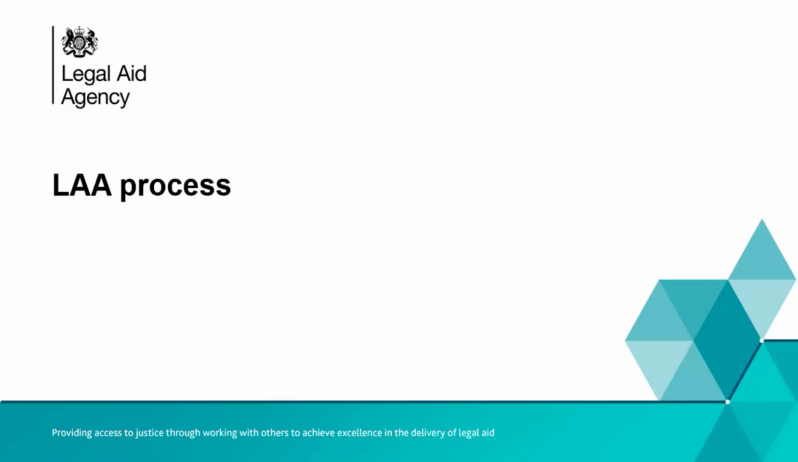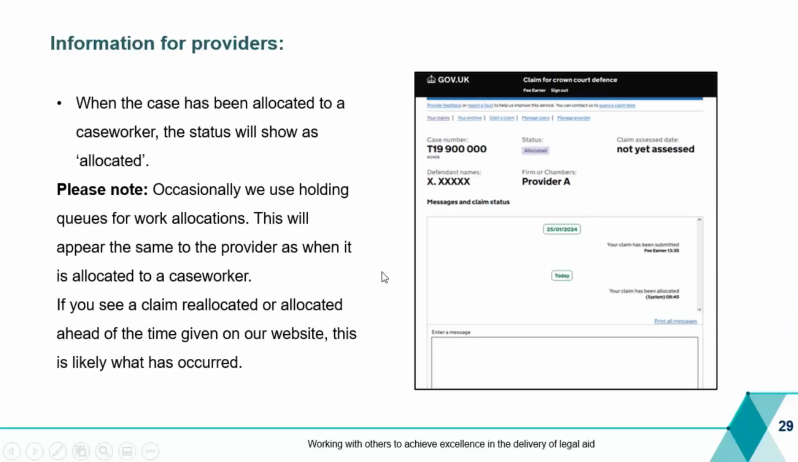Now, at this point, I'm going to move over to some slides to do the rest of the breakdown of this video. So we will just move over now onto the slides. So now that the claim is submitted, this would be what you would see on your system. Once the claim had been allocated out, you should get a message on there that will advise that the claim has been allocated out to one of our caseworkers.